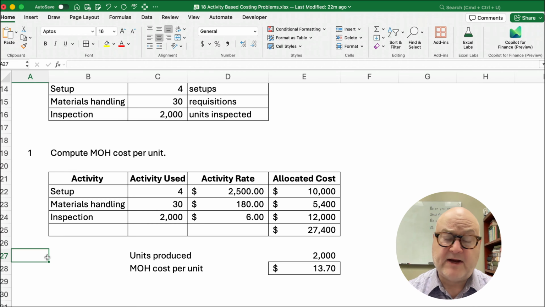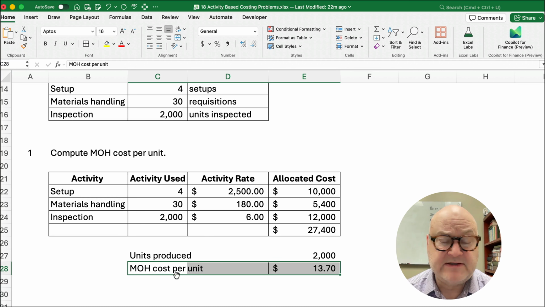$13.70. So what happens on activity-based costing is we have activities, we have an activity rate, how much it costs for each of the activities, and we count up the activities, how many setups, how many times did we issue purchase orders or requisitions or whatever, and then we multiply it all up and divide by the number of units. So the answer to this problem, it cost us $13.70 of overhead per unit.